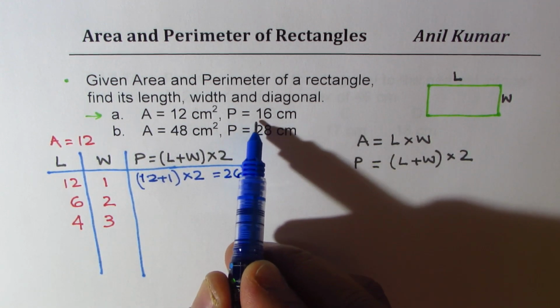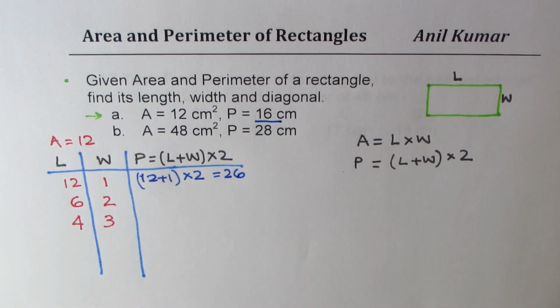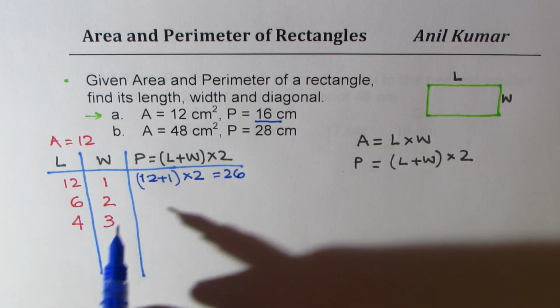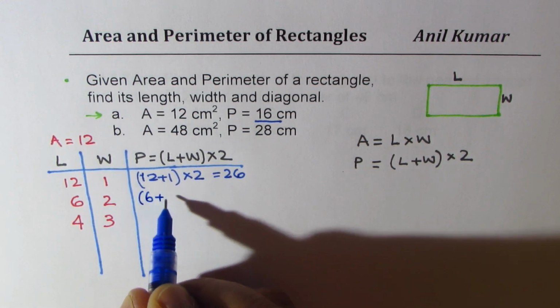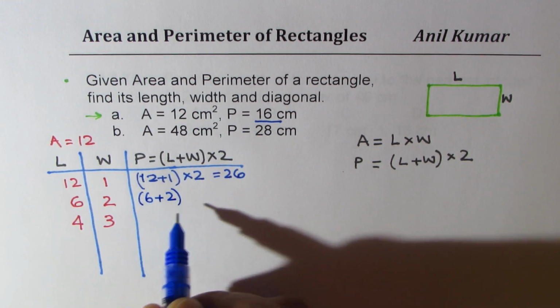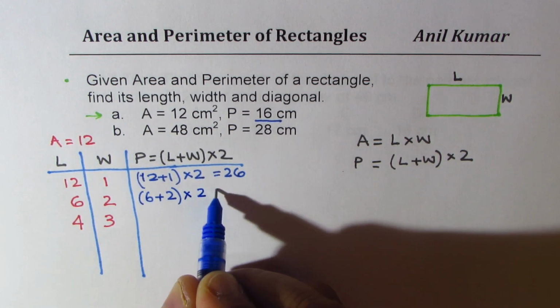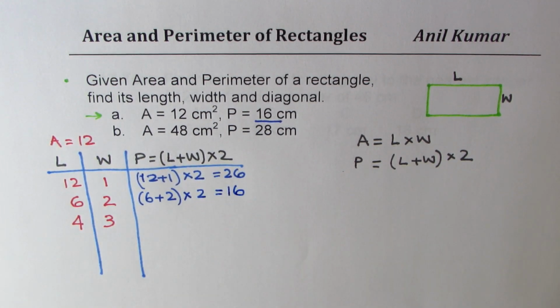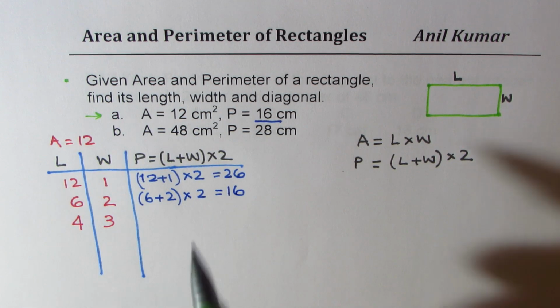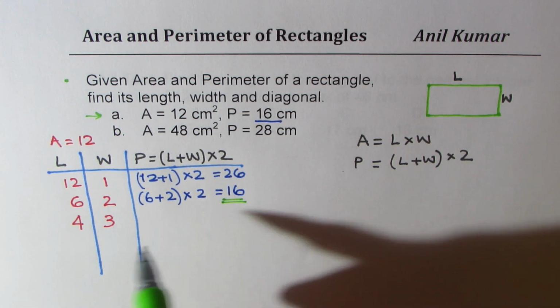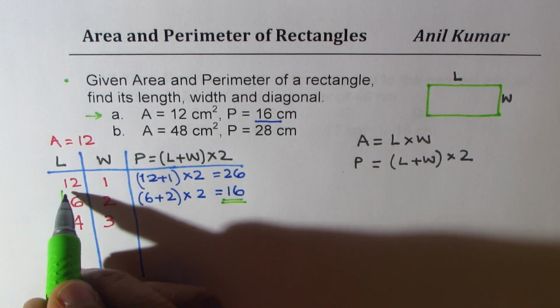We need only 16, right? We need 16, not 26. Let's try with 6 and 2. 6 plus 2 is 8. 8 times 2 is 16. That's what we need, correct? So we got what we need, which is 16. And therefore, the solution is right there.